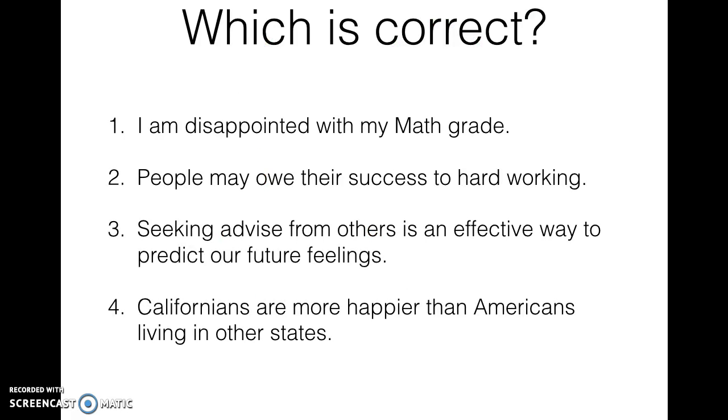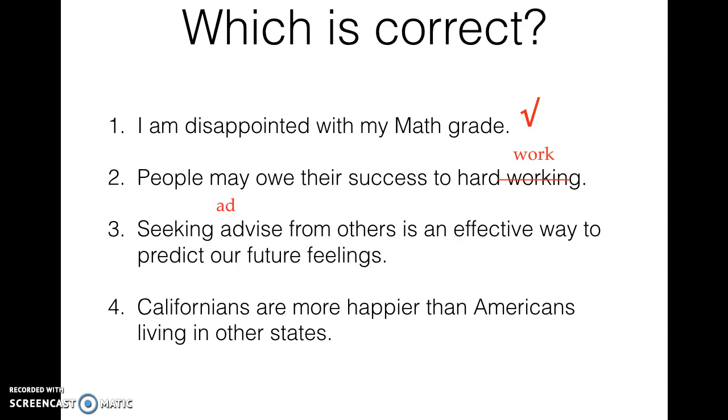Lastly, I'd like you to try to choose the correct sentence here. As you may have guessed, the first sentence is correct. I am disappointed with my math grade. My math grade is disappointing. I am disappointed. That's the feeling. The next one, people may owe their success to hard working. Actually, hard work is the noun form. Hard working is the adjective form, so a hard working person.